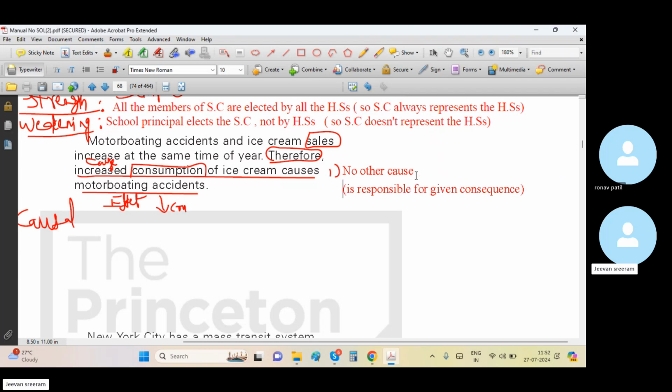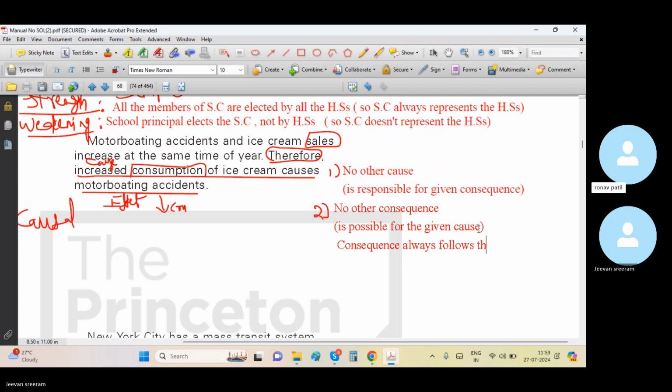The first one is no other cause. The second is no other consequence. No other cause means the mentioned cause is the only correct one. No other consequence is possible for the given cause. So consequence always follows the cause. You can even rewrite the same as: consequence or effect always follows the cause.